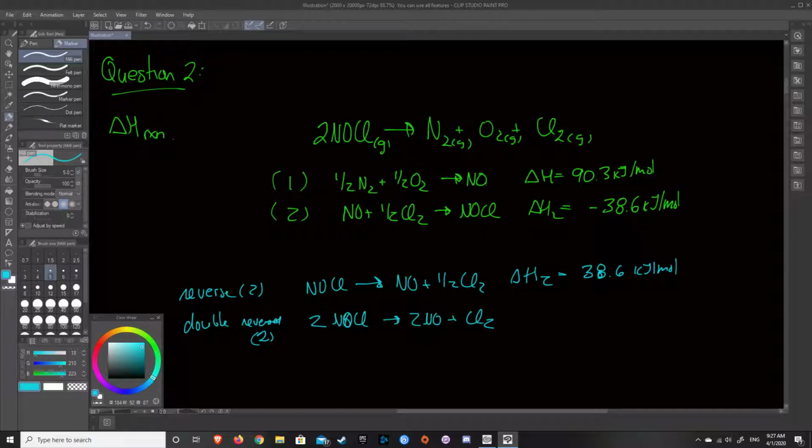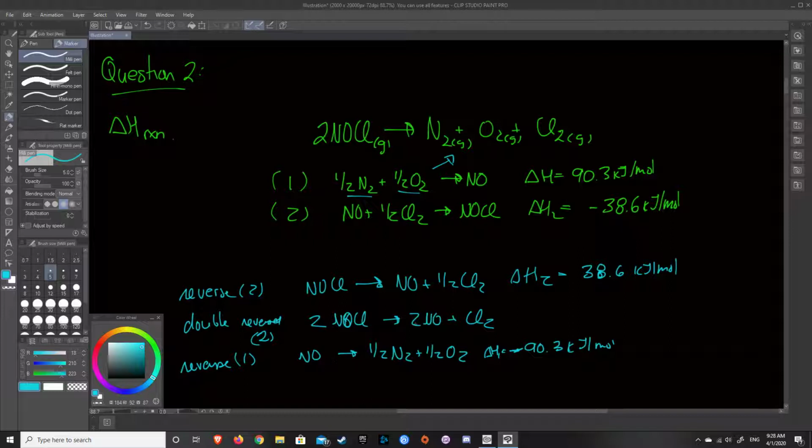So this equation should probably be reversed too. N2 and O2 are on the right up here, so we need them on the right. So we've got to flip this equation. So I'm going to say reverse 1. So reversed, we will get NO reacts to form 1/2 N2 plus 1/2 O2 with a delta H of negative 90.3 kilojoules per mole, delta H1, equals negative 90.3. And let's see how these relate to this.